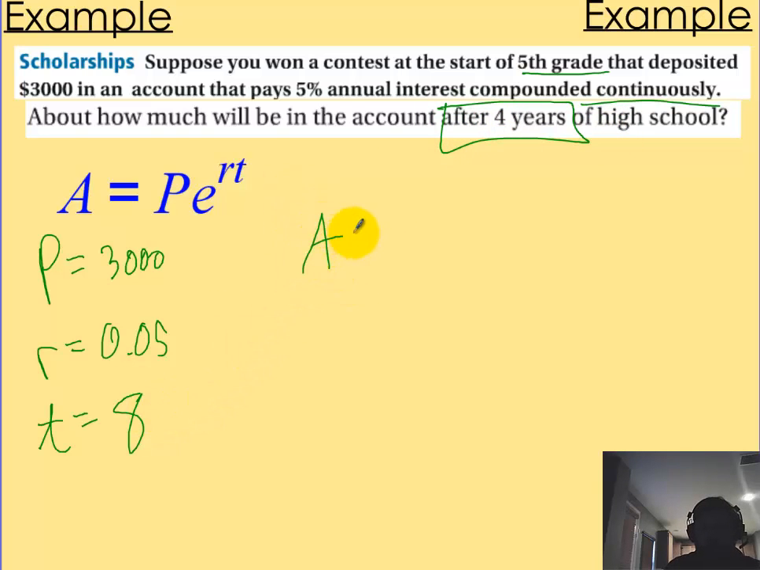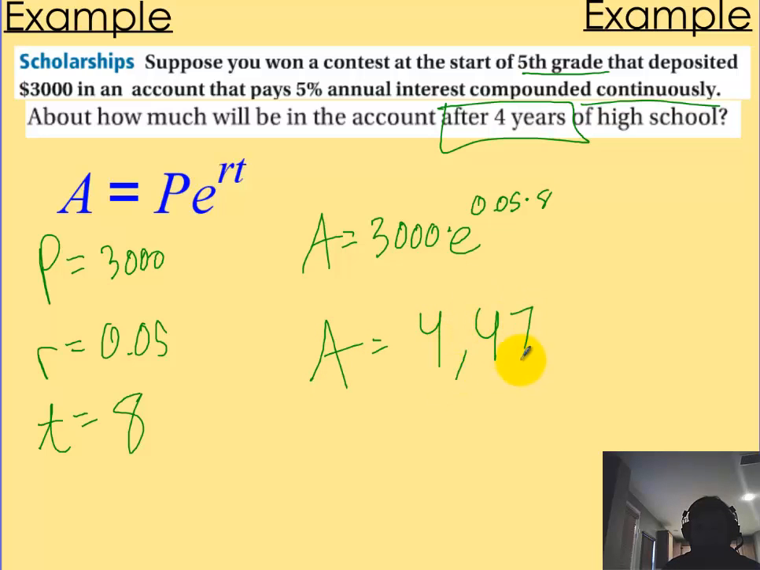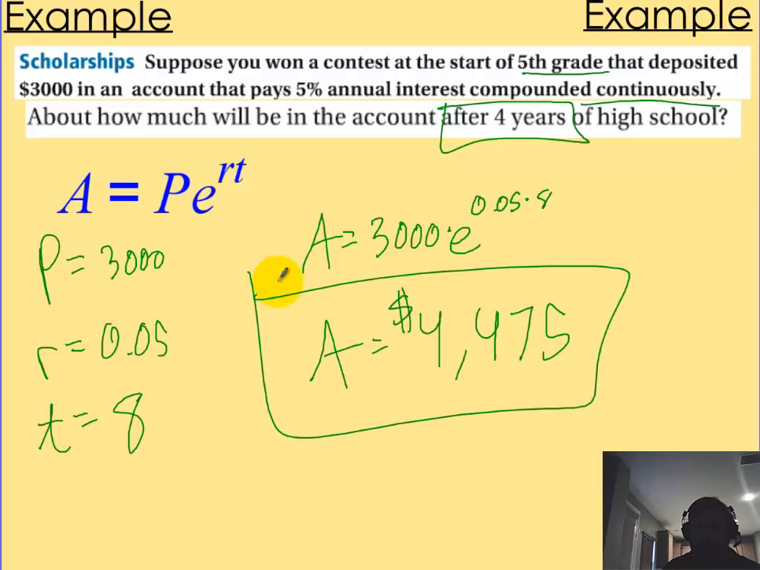Let's see. So that example is going to be A equals 3,000 times e to the 0.05 times 8. And if you plug that into a calculator, 3,000 times e to the power of 0.05 times 8, that gives you $4,475, roughly. That's good enough. And that's it.